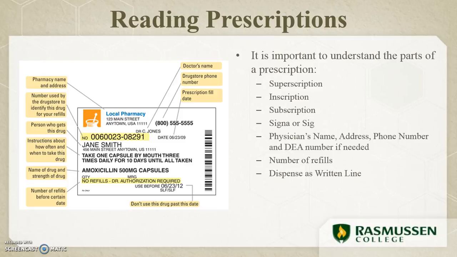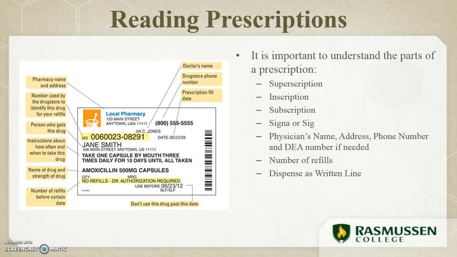So things such as the superscription, the inscription, the subscription, the sig or the signa. You want to make sure that the physician's name, address, phone number, and DEA or Drug Enforcement Administration number are there if they're needed, the number of refills that the patient has, and the dispense as written line.